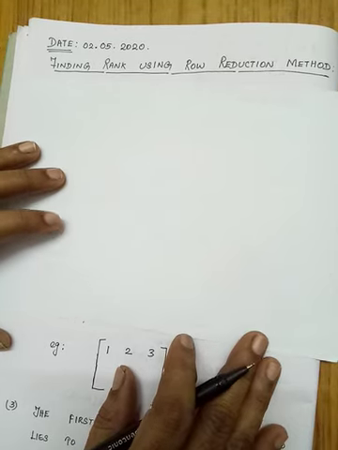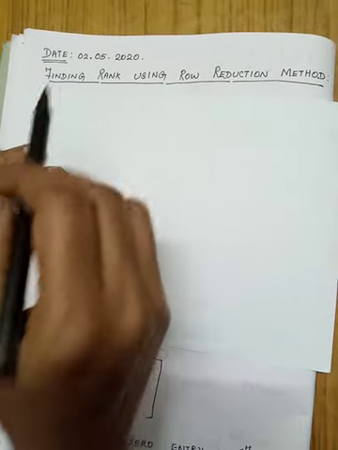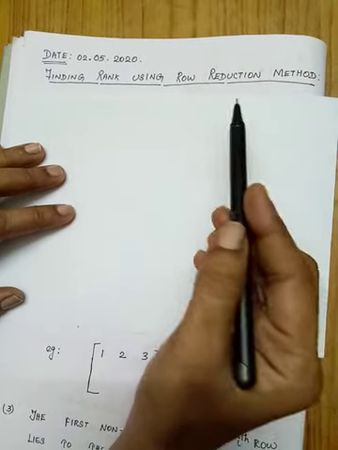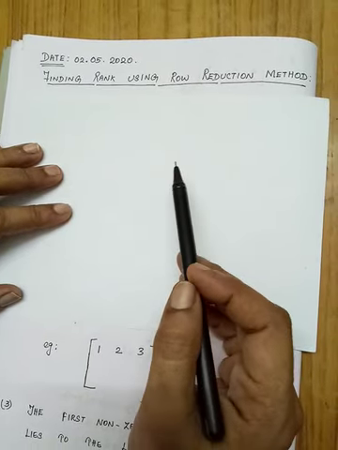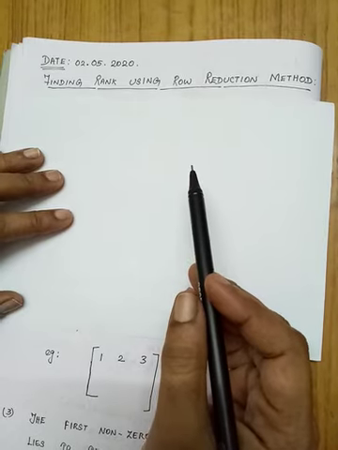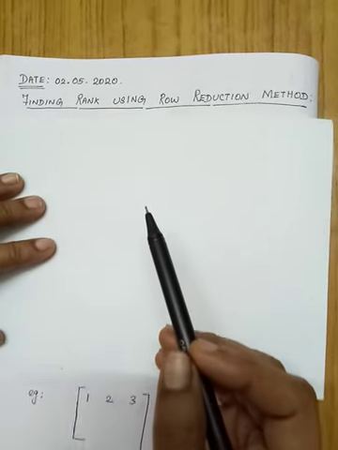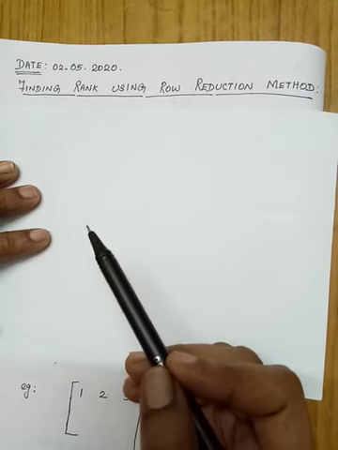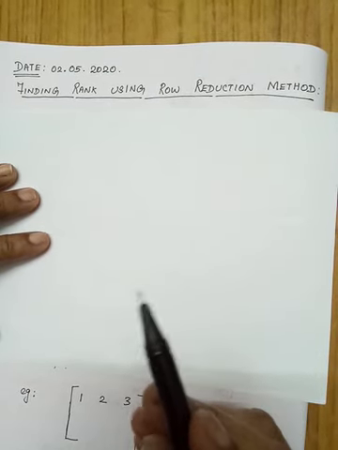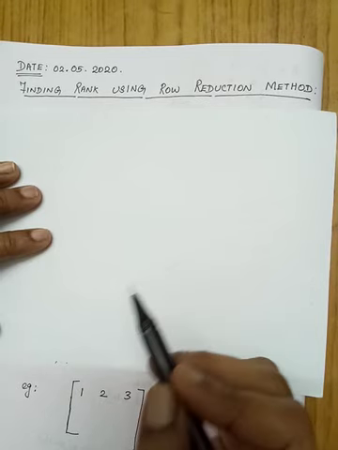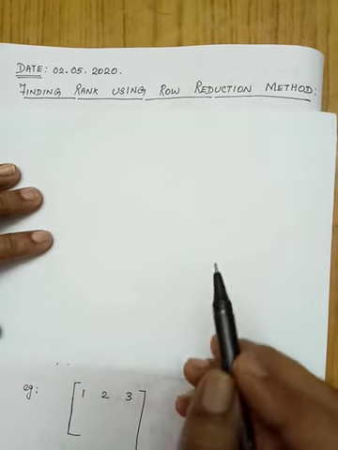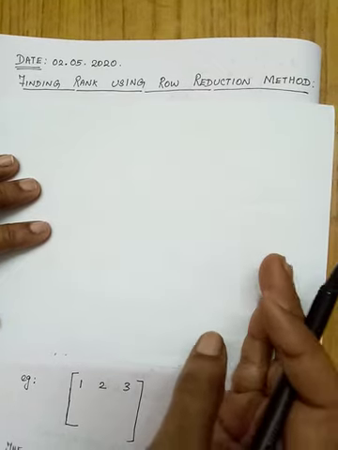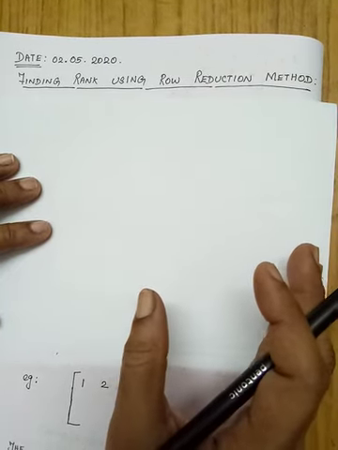Good morning students. Today's topic is finding rank using the row reduction method. In the previous class we saw how to find the rank of a matrix using the minor method. When the order of the matrix is very large, it is quite tedious and time consuming to work out the rank of the matrix using the minor method. So we are moving to the row reduction method.